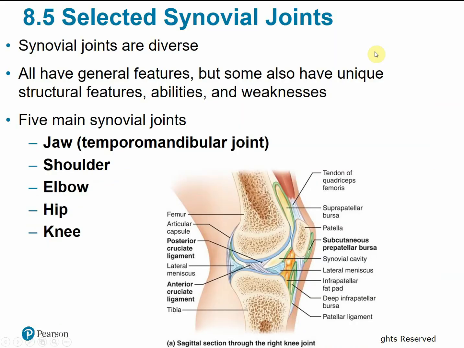So we said there's lots of different types of synovial joints, so they're very diverse and they all have their own unique structural features, abilities, and weaknesses. So 5 of our main synovial joints that we'll look at include the jaw or the temporomandibular or TMJ joint, the shoulder, elbow, hip, and the knee.